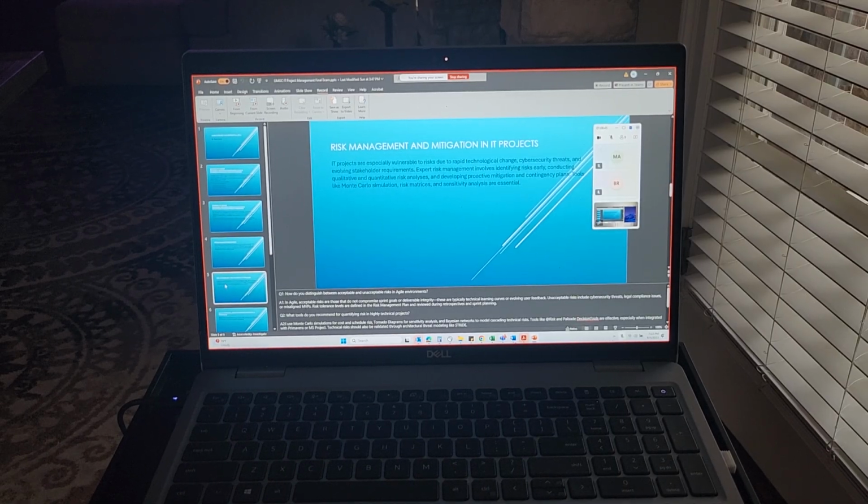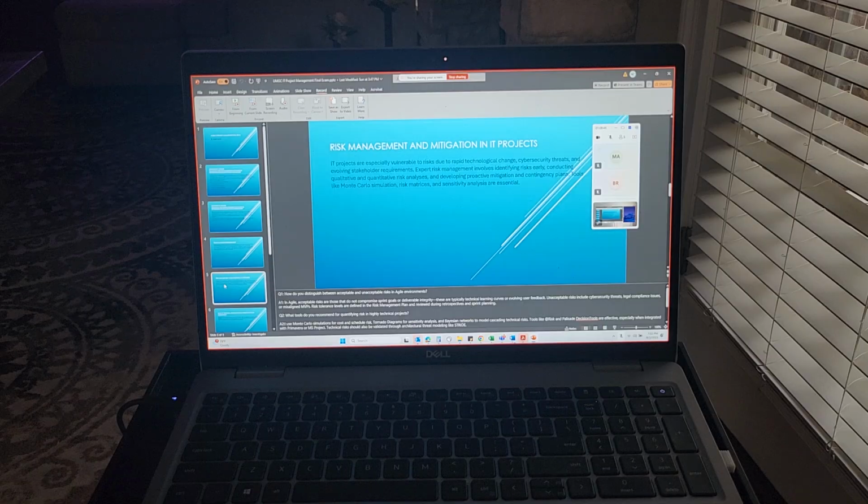Our next topic is risk management and mitigation in IT projects. IT projects are especially vulnerable to risk due to rapid technological change, cybersecurity threats, and evolving stakeholder requirements. Expert risk management involves identifying risk early, conducting qualitative and quantitative risk analysis, and developing proactive mitigation and contingency plans. Tools like Monte Carlo simulation, risk matrices, and sensitivity analysis are essential.